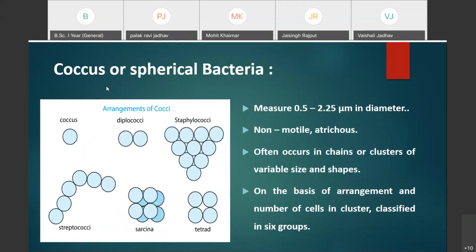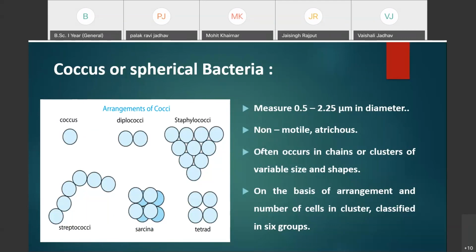Then the second morphological form is the coccus, the spherical type of bacteria. These are spherical or ellipsoidal, as you can see in this photograph. This type of bacteria measures about 0.5 to 2.25 micrometer in diameter.